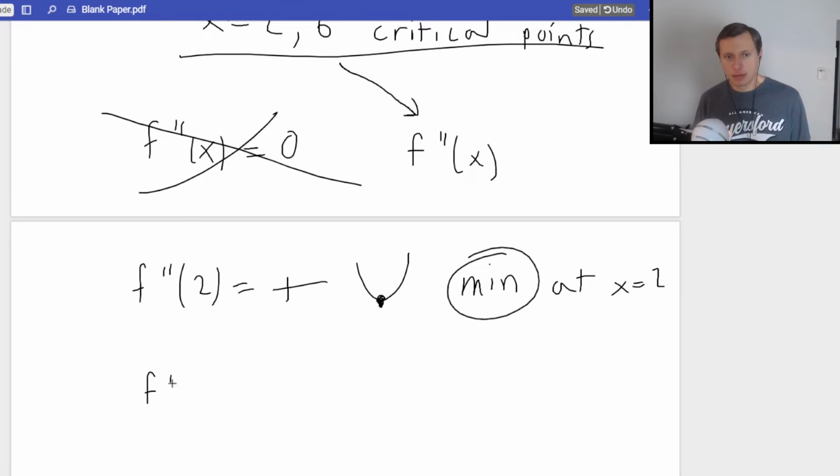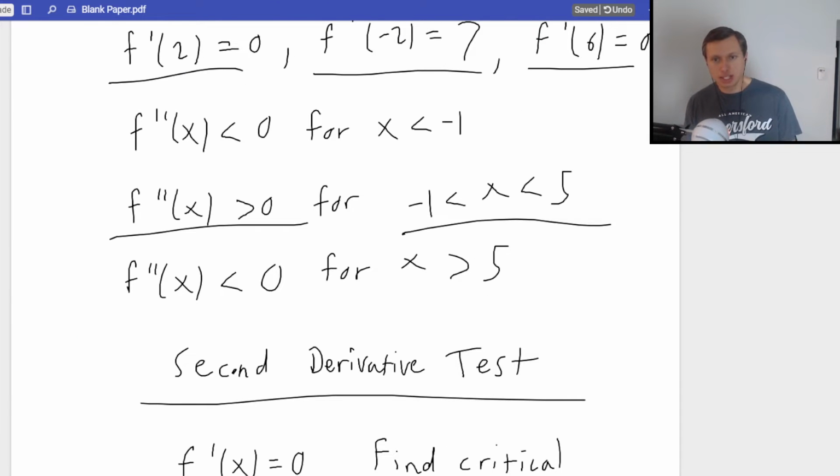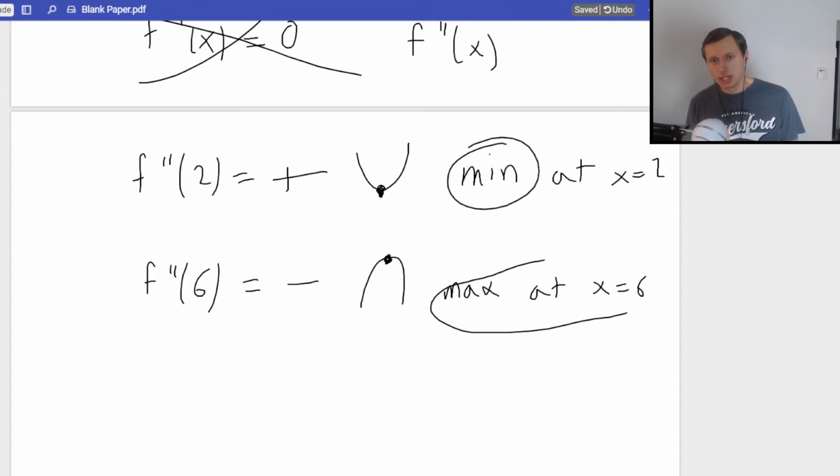And then f double prime of 6. For this one, I'm going to scroll up again just for a second. So x equals 6. Notice that's going to be in my region when x is greater than 5, right? 6 is greater than 5, which means I then look at this portion right here. So that's less than 0, so negative. F double prime of 6 is negative. Negative means concave down, means frowny face, and it also means max. So max at x equals 6. Anyone have any questions for this one?